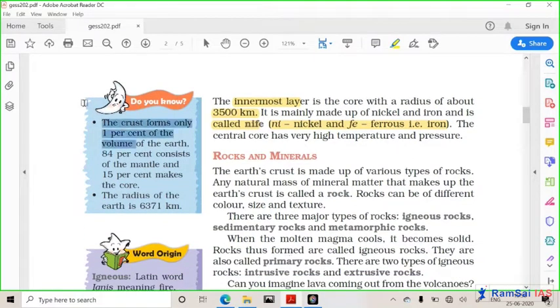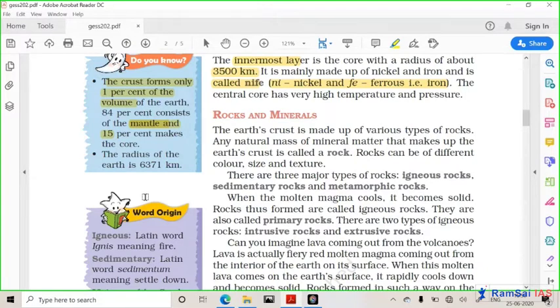Again, on this side you can see the important facts. The crust forms only 1% of the volume of the overall earth. The mantle consists of the highest volume, that is 84%. Sorry, the underlining is not right, I think there are some issues in the PDF. So the mantle occupies the highest volume, 84%, and 15% is the volume of the core. The overall radius of the earth is 6371 kilometers. So these facts are very important. They can be asked in the exam.